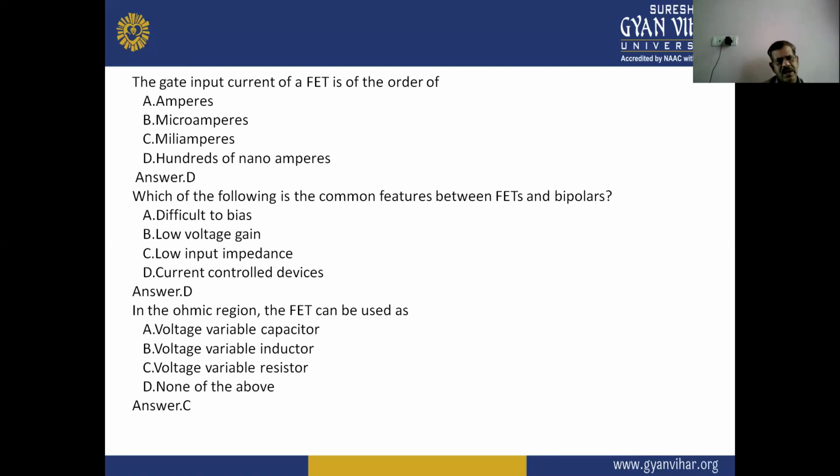In the next question, in the resistance region or ohmic region, the FET can be used as option A, voltage variable capacitor, option B, voltage variable inductor, option C, voltage variable resistor, option D, none of the above. The correct option is voltage variable resistor, because in the ohmic region a field effect transistor can be used as a voltage variable resistor, VVR.